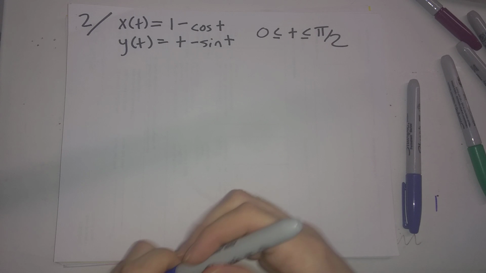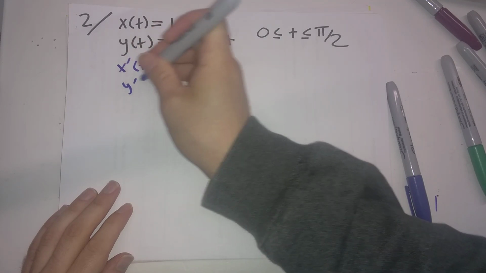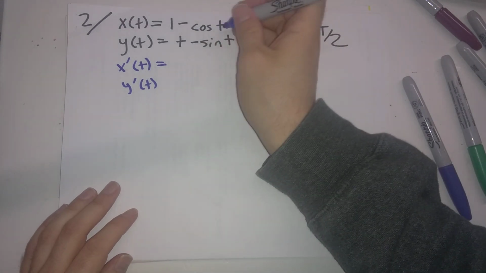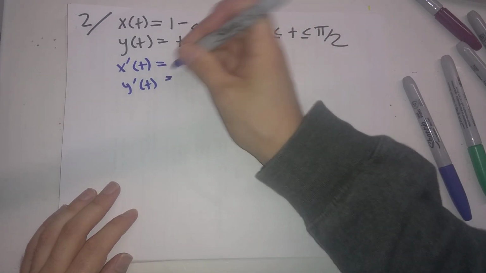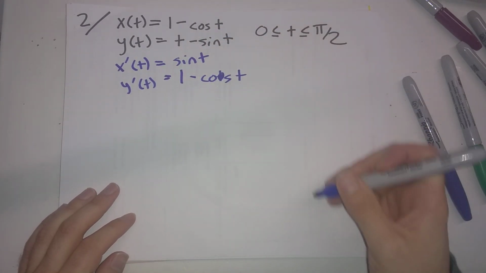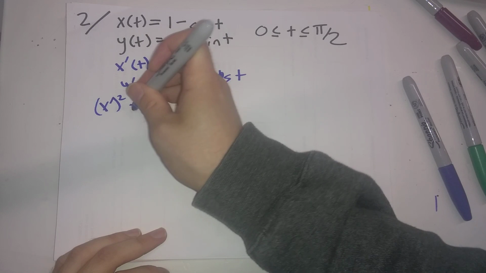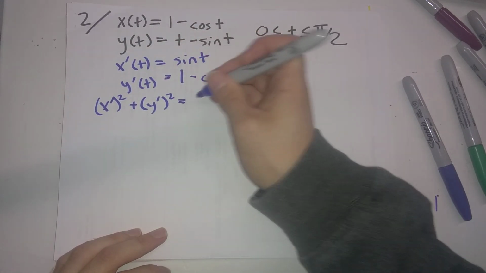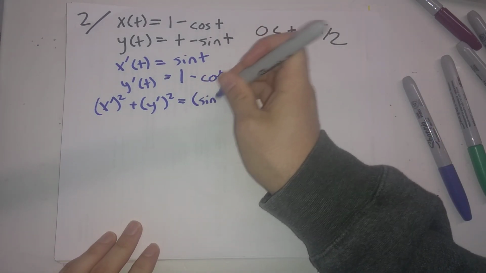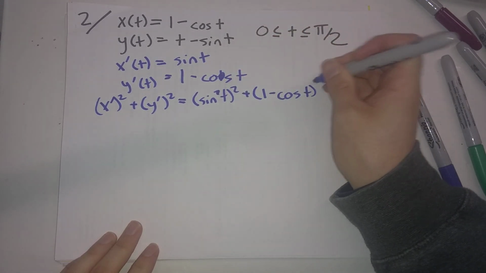We know we're going to need the derivatives, so let's go ahead and compute derivatives of x prime of t and y prime of t. So the derivative of 1 minus cosine t is sine t. Derivative down here is 1 minus cosine of t. And our formula is going to have an x prime squared plus a y prime squared in it. And so when we do this, it's going to give us sine of t squared plus 1 minus cosine of t squared.